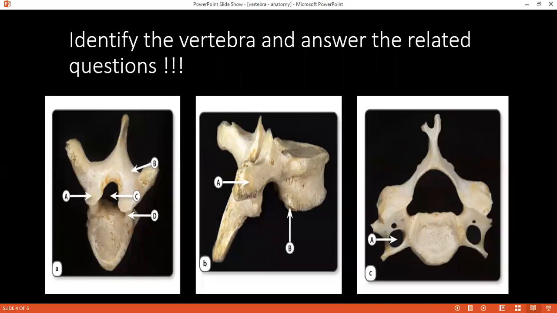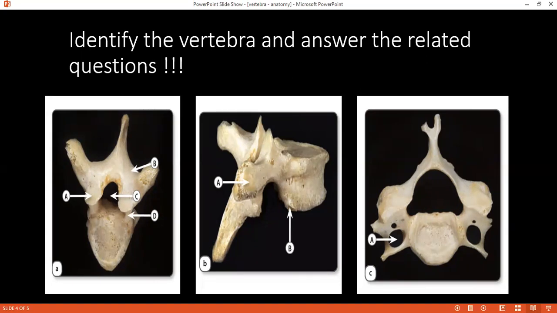It's C3 to C6 maybe, ma'am. Bifid spine and triangular, the triangular vertebral foramen. What are the differences between the cervical vertebrae and the thoracic vertebrae? How would you know that these are the vertebrae of the cervical region?